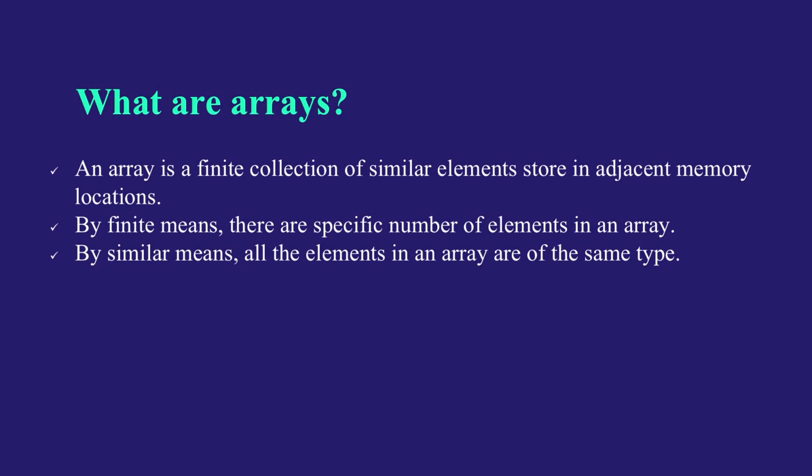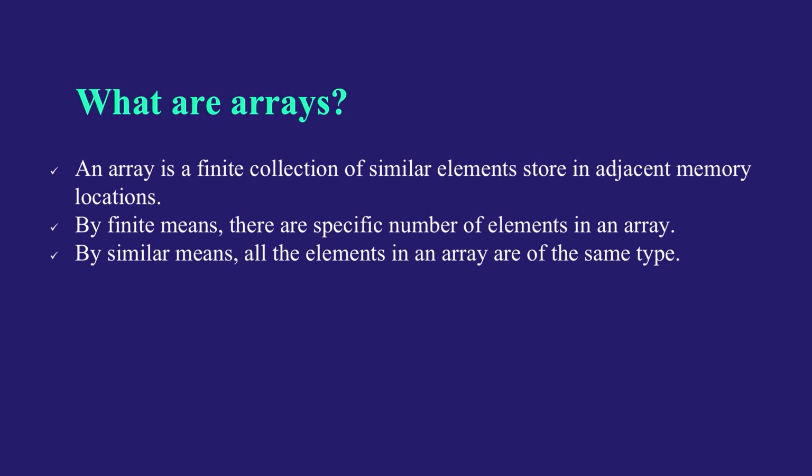So what are arrays? An array is a finite collection of similar elements stored in adjacent memory locations. Finite means there is a specific number of elements in an array, and similar means all elements in the array are of the same type. For example, an array may contain all integers or characters, but not both. However, there can be an array of structures where each structure may contain an integer and a character.